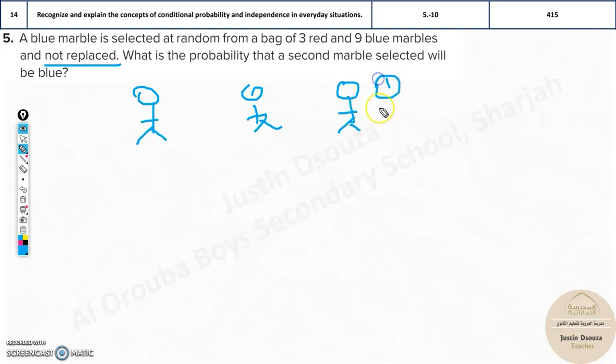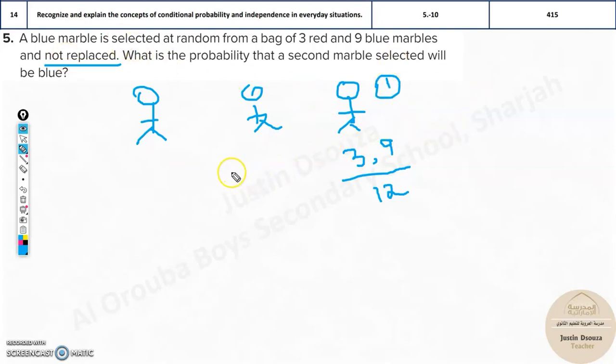This is your first friend. You're offering him a box of chocolates, of which 3 are red and 9 are blue. So he has the opportunity to select one of the 3 reds or one of the 9 blues. Total possibility for him is 12. Now imagine he takes one blue chocolate. So when you go to the second person, it is not replaced, because he takes it and eats it, right?